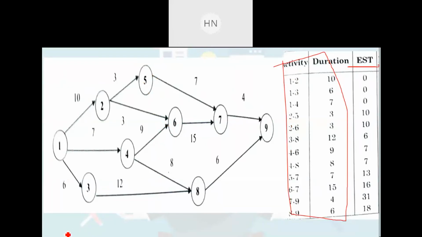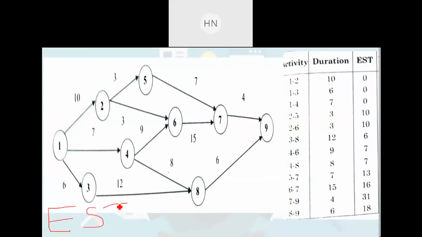So again I am reminding you the same thing. While you are finding out the earliest starting time, what you need to remember is, in the network you need to go from left to right. This is the direction that you need to go. From left to right direction you are required to go to find out the earliest starting time, right? So if we go from left to right, the starting activity will be from event number 1, right? So from this event number 1 to event number 9 we need to go in that direction.